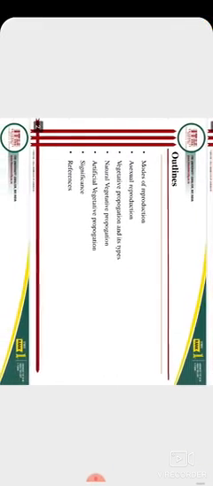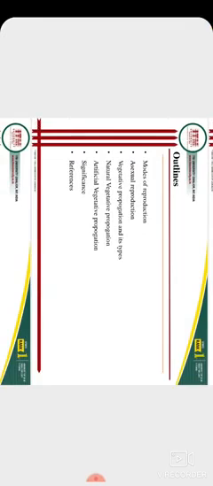Today, I will deliver a lecture on the topic, the concept of vegetatively propagated crop, as lecture number 8, and it's a part of your unit number 2. Concept of vegetatively propagated crop.